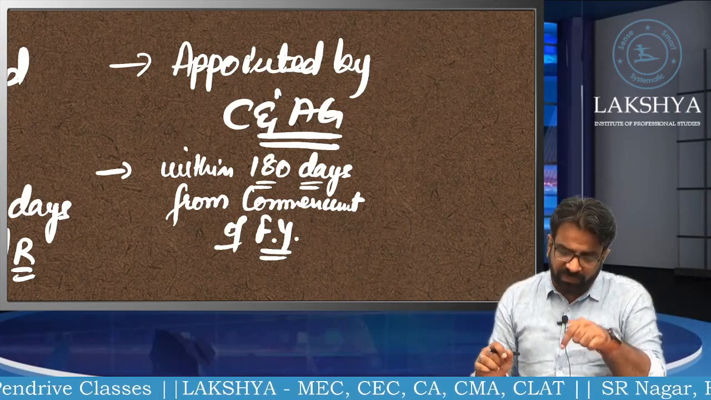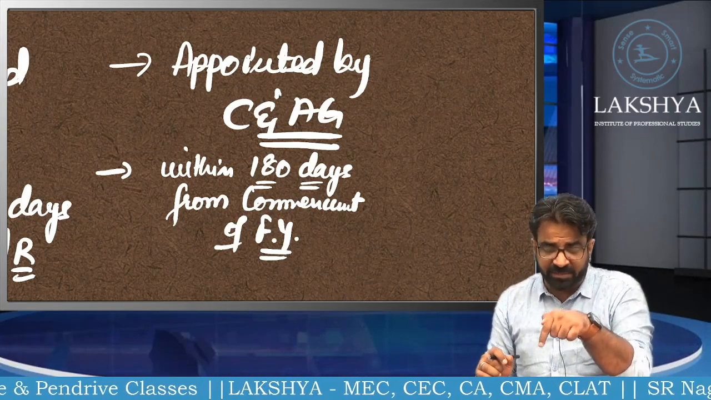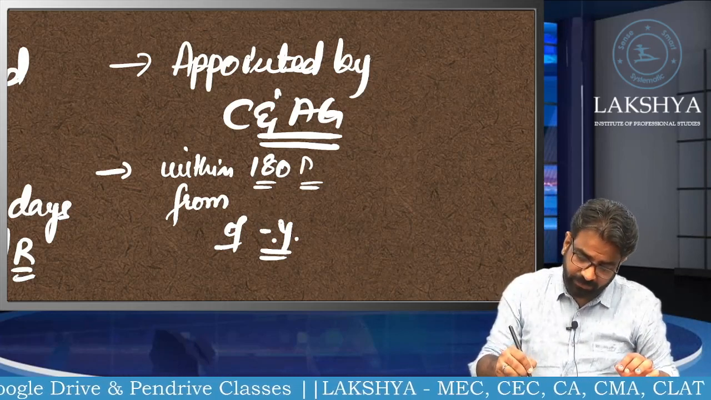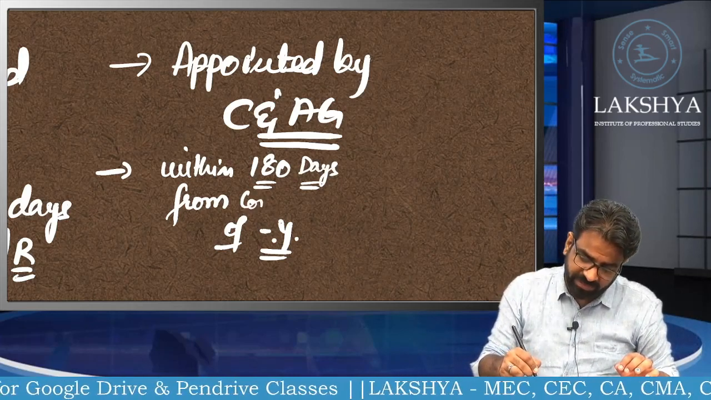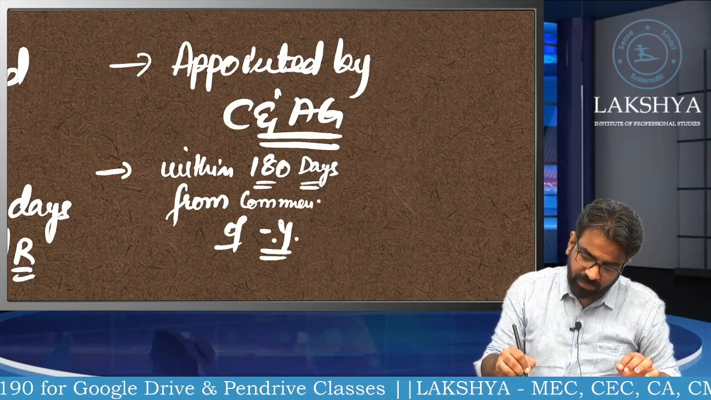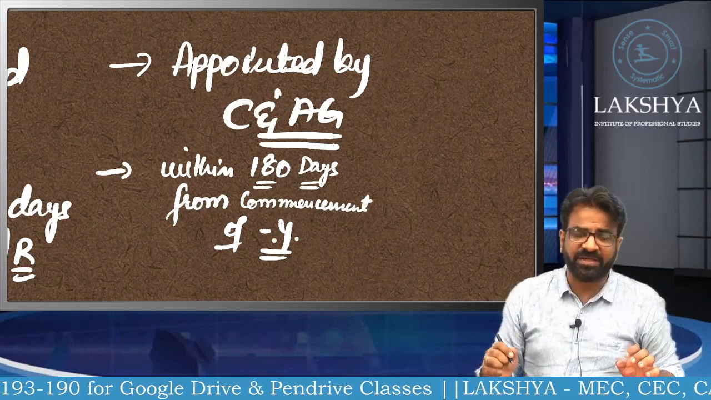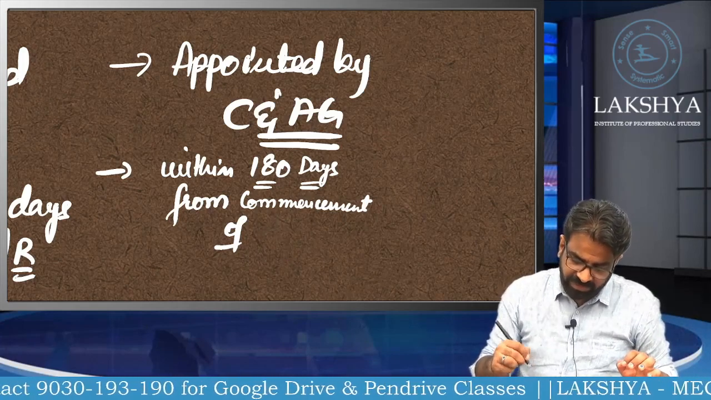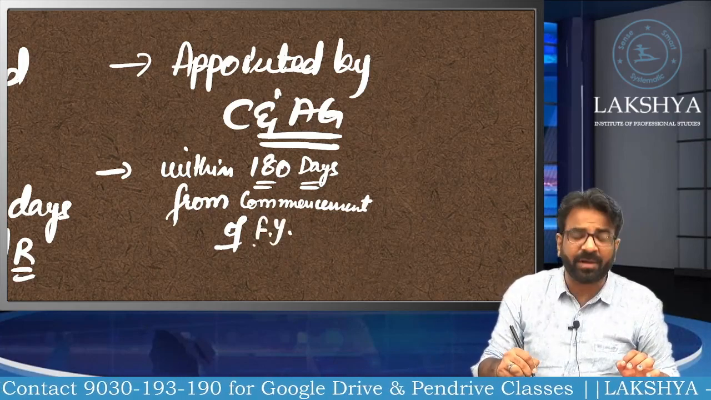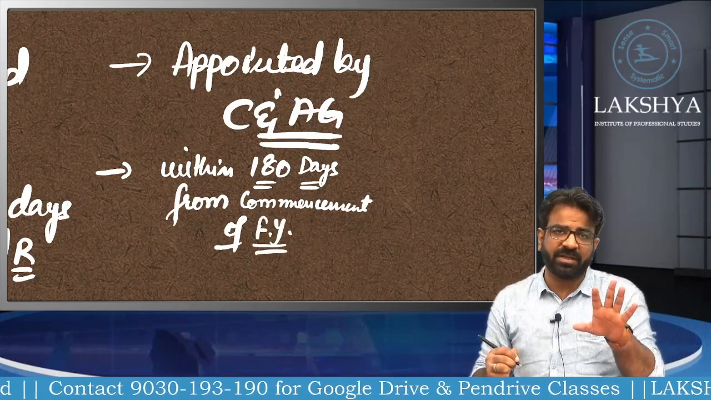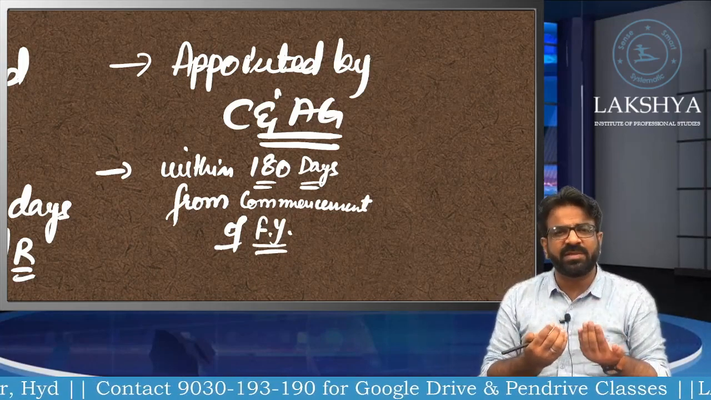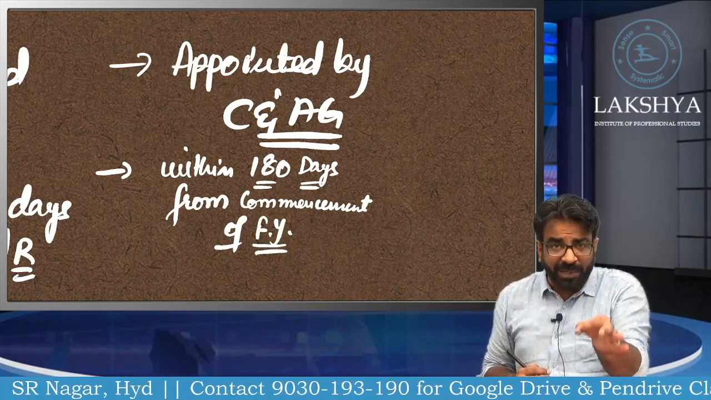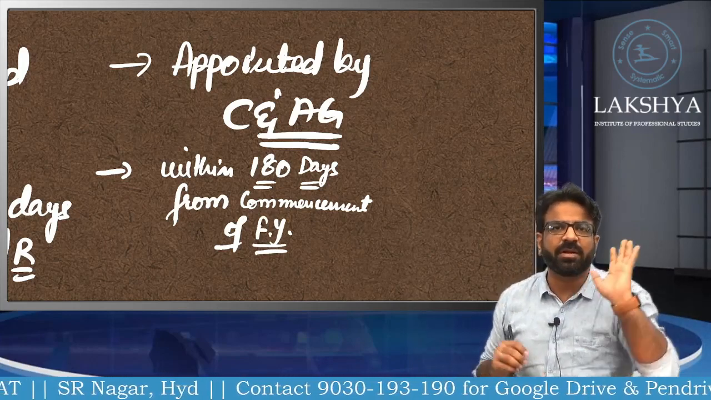Now when should he appoint? Within 180 days from the commencement of financial year. Now tell me, when is the financial year commencing? From 1st April 2020 the financial year commenced. So approximately 180 days means what? By 30th September 2020 for the financial year 2021, the subsequent auditor must be appointed.